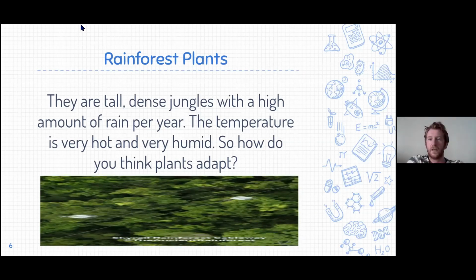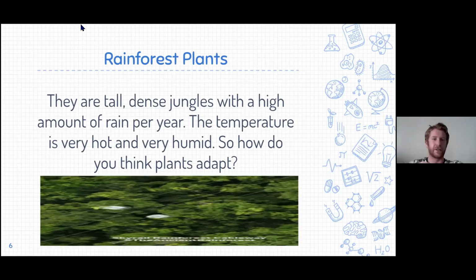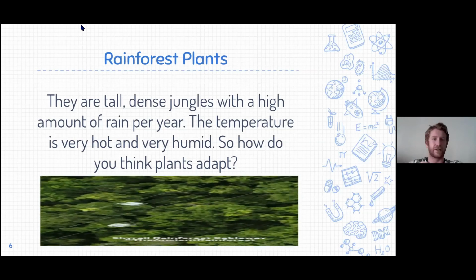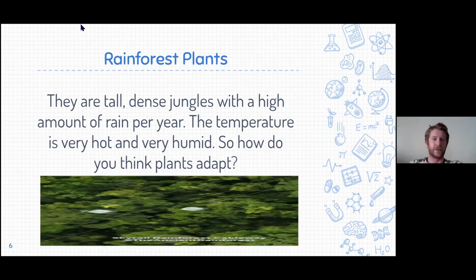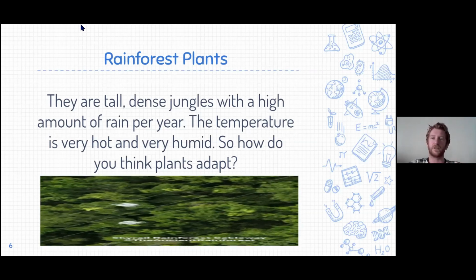They have aircon. Lily, I think the adaptation is to grow high up and have big leaves so they can take in a bit of sunlight. Perfect. Yeah, good job. They grow up as high as they can. They get in as much sunlight as they possibly can. Bill, what else do you think?